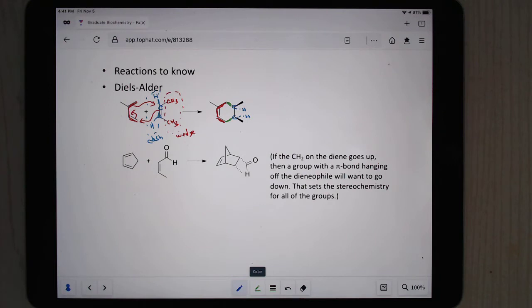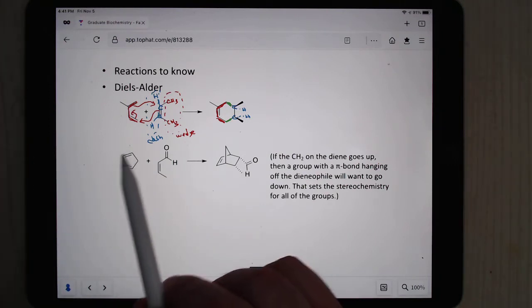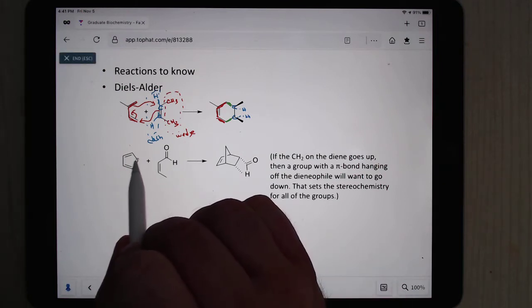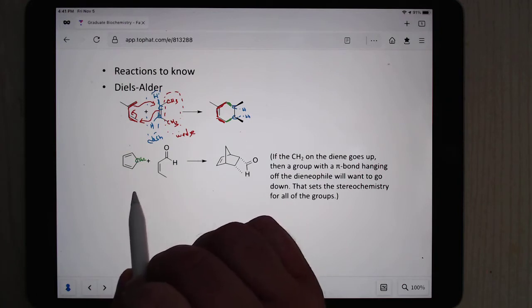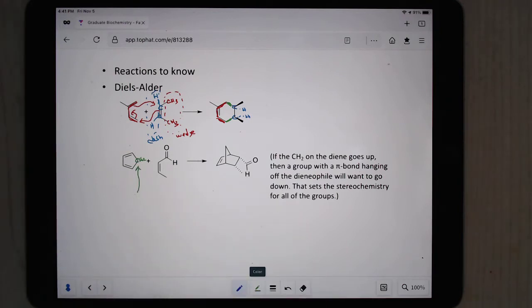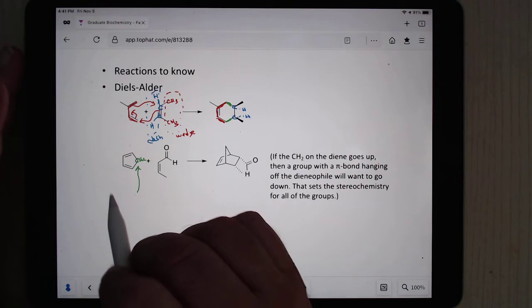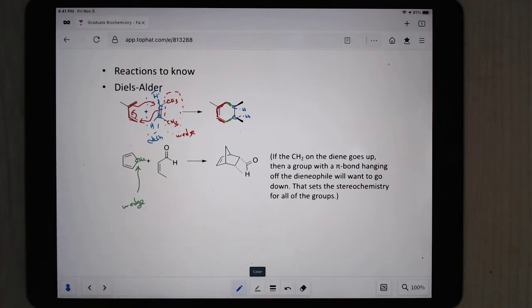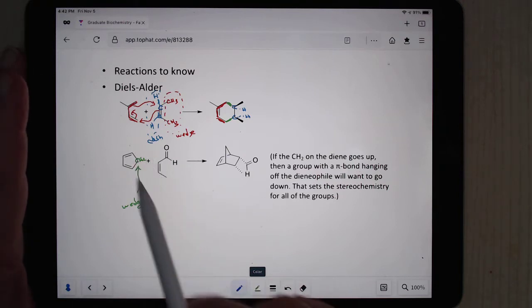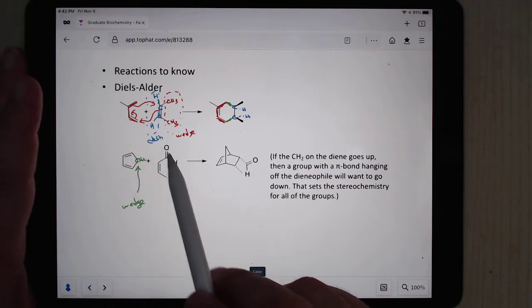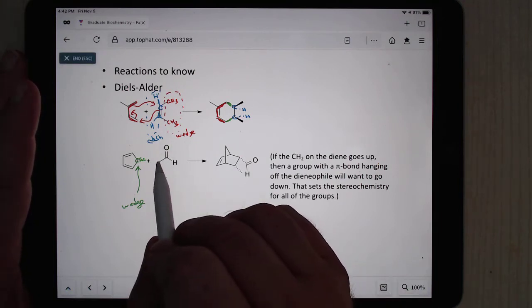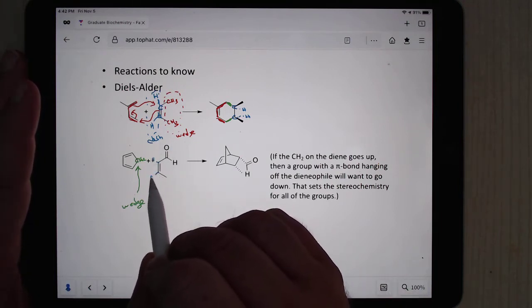Okay. Now for this one, we do it the exact same way. However, because we've got a cyclic diene, we have to make a choice. So typically for this one, for this bridging carbon here, it's got to get out of the way. And so I typically put it on a wedge. It doesn't matter which way you do it. But what you have to do is look at the four groups that are hanging off of your dienophile here.